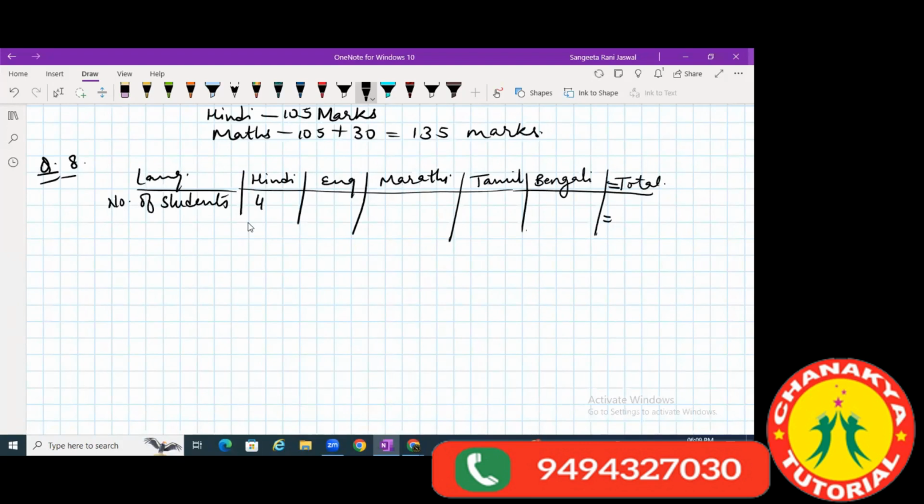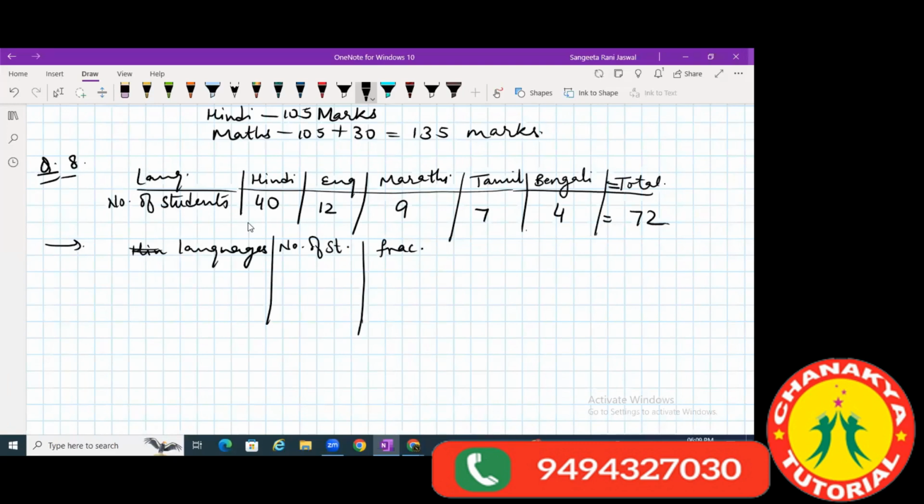So Hindi is spoken by 40 students. English is spoken by 12. Marathi by 9. Tamil by 7. Bengali by 4. So the total given is 72. Okay, let's make a tabular form for this first. Let's write down here the languages first. Then we have the number of students. Then we have to find the fraction of this. Then we have to find the central angle of this. Right? These are the things we need to find out.